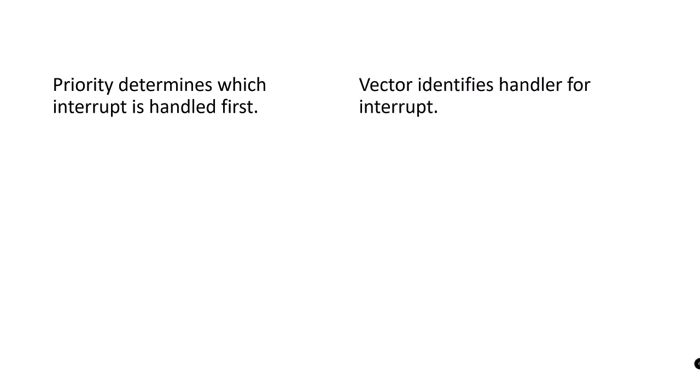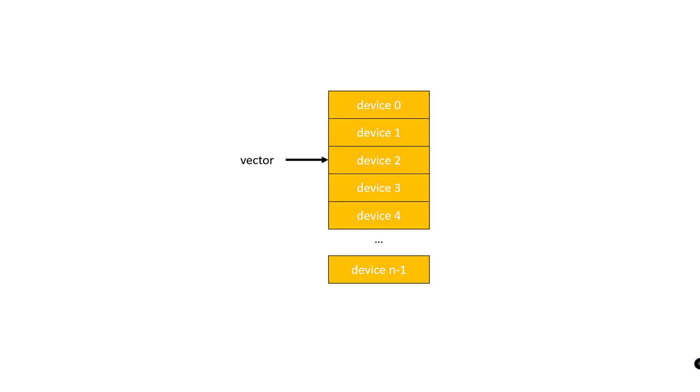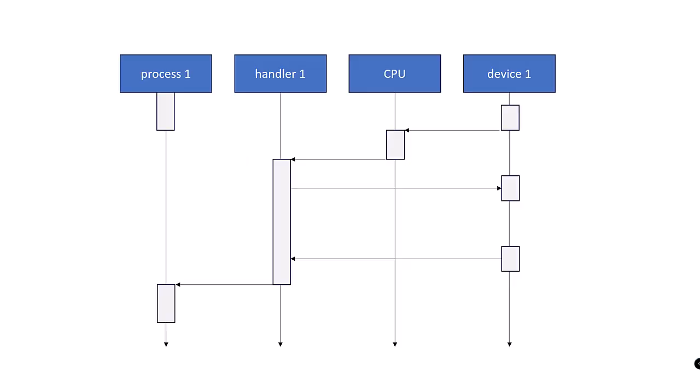The CPU needs to know how to associate a device with a handler. An interrupt vector table provides a set of addresses for the handler supported by the system. When the device interrupts, it provides a vector to the CPU. The vector provides an index into the table that identifies the device's desired handler.